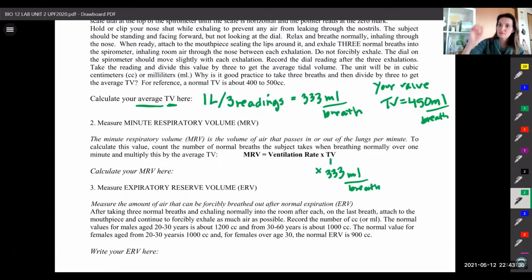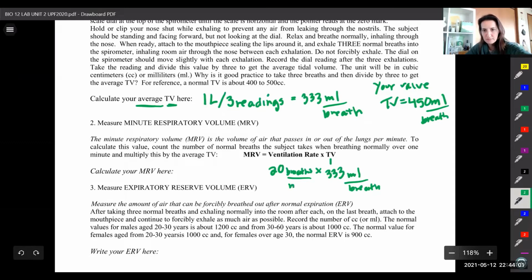And so, this was in the tutorial, you want to determine your breathing rate, how many breaths you take per minute. You either do that yourself or have somebody at home help you count the number of breaths you take per minute. And of course, this should be normal resting breathing rate. What I got for my ventilation rate was 20 breaths per minute. Okay.